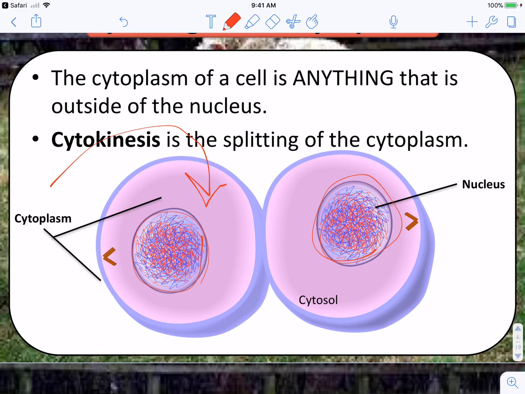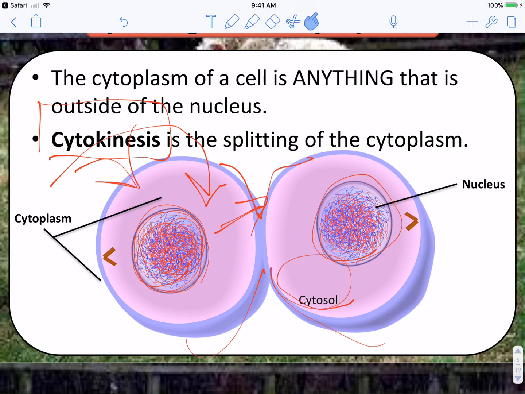The cytoplasm is a region of the cell that is everything outside of the nucleus. So anything within the nucleus is called the nucleoplasm. So that's the inner region. The cytoplasm is the outer region, including the cell membrane or wall, depending on if it's an animal or a plant cell, and the cytosol, which is the fluid that surrounds the nucleus. And cytokinesis, hence, would be the splitting or the movement of that cytoplasm apart into 2 new cells.